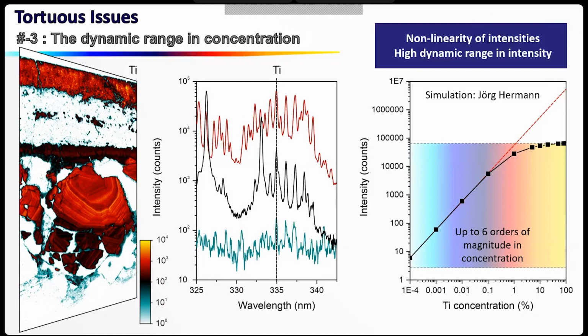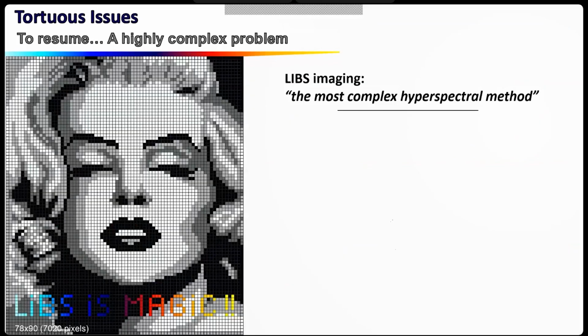It's huge. It means that the spectral complexity that we saw with all the lines and so on may also be reported in the vertical axis, because in the vertical axis, you may have very weak signal and very strong signal. And so you have to look at all the scale of your signal. So LIBS imaging is the most complex hyperspectral method. And now I have to hurry a little bit because time is passing.